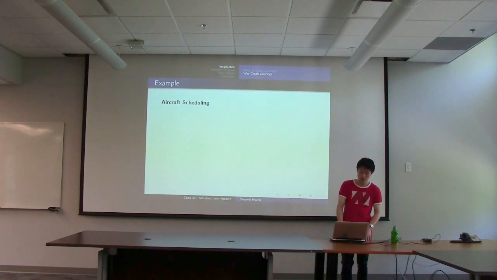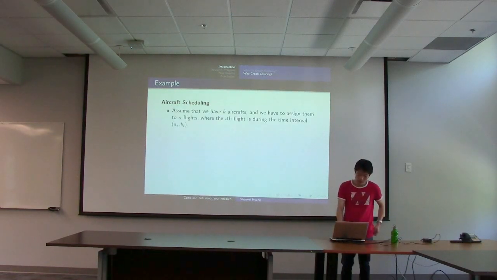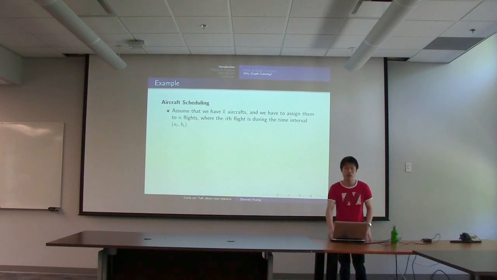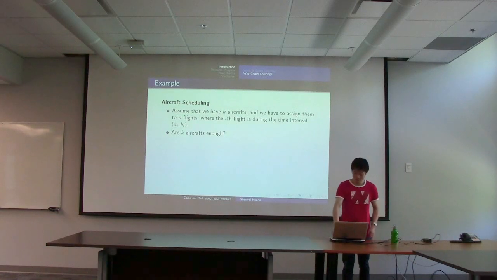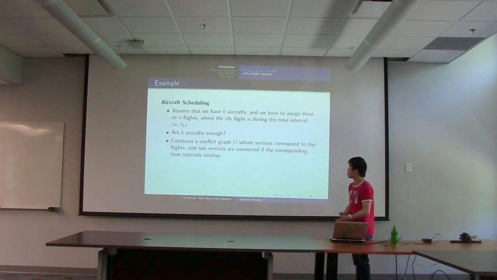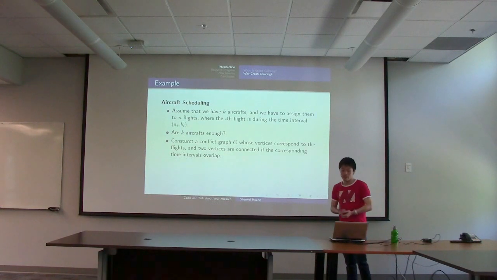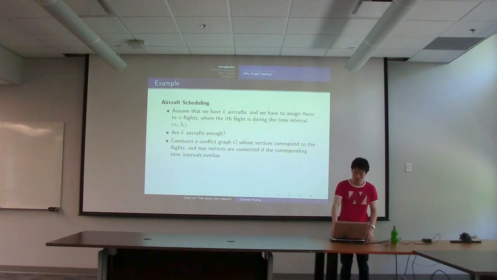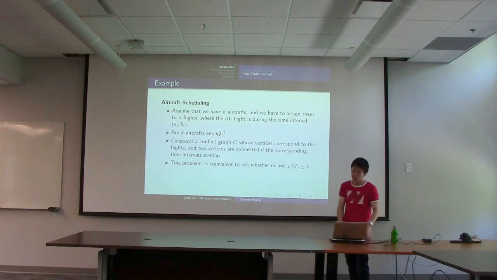The second example is called aircraft scheduling, which is of a similar kind. Suppose you have k aircraft, and you want to assign them to n flights, where the i-th flight is during time interval [a_i, b_i]. The question is, are k aircraft enough? We construct a conflict graph G similarly to the previous example. For every flight you have a vertex, and two vertices are connected if the corresponding time intervals overlap. Now the problem is equivalent to asking whether or not chi(G) is at most k.